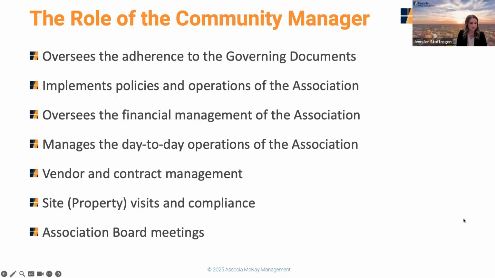Okay, so the role of the community manager. We help advise and oversee the adherence to your governing documents. It is our job to know the nitty-gritty details of your governing documents for you and on your behalf, and help advise you to make the best decisions for your association according to those governing documents.